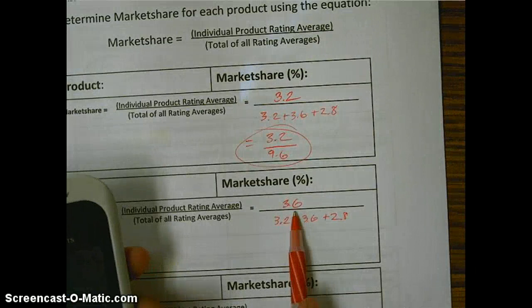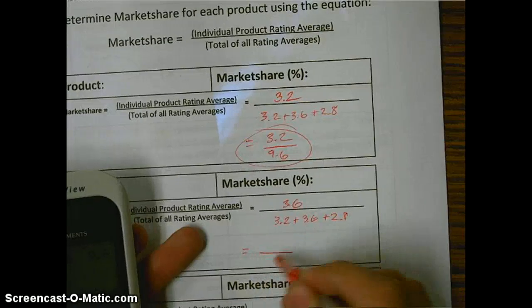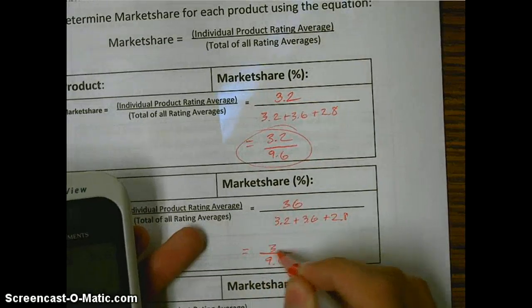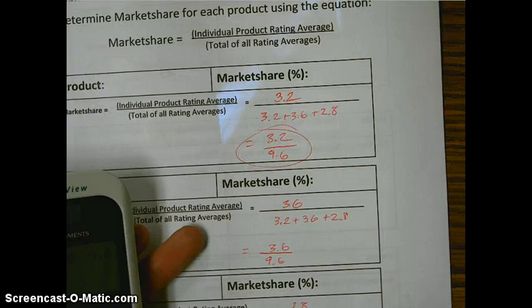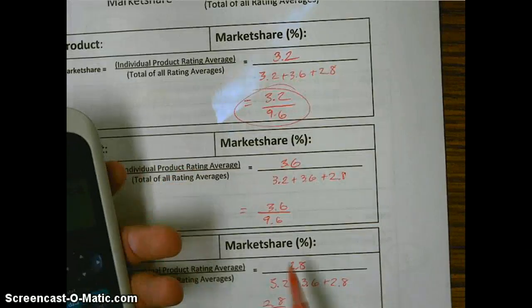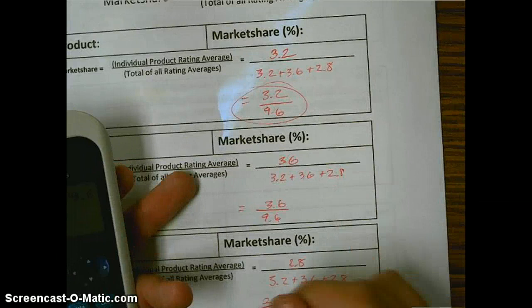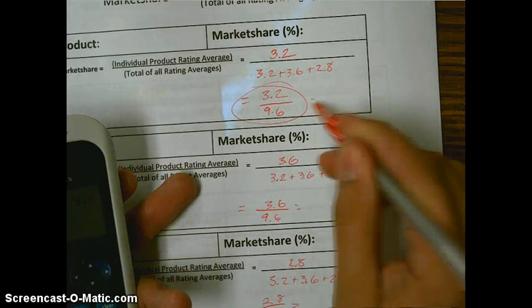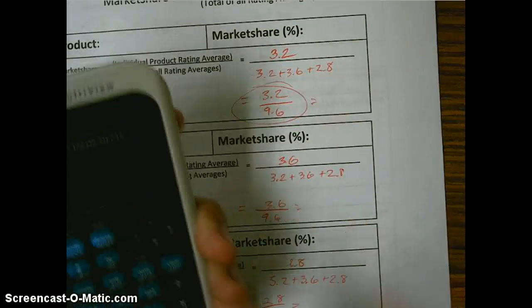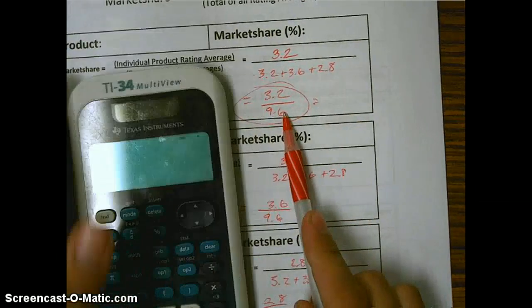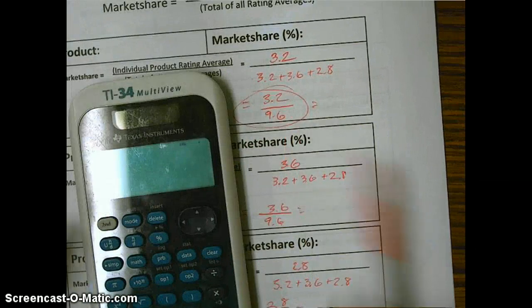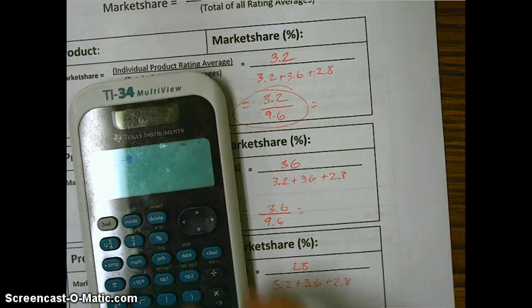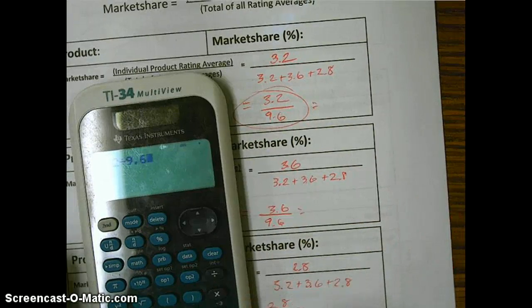Now, think about the next one. The bottom's the exact same, still 9.6. And the bottom one is the same too, still 9.6. Can't quite see that, can you? All of them have the same denominator, the same bottom. What's different is the tops. So it's going to change a little bit, okay? So I'm going to clear it out, and now here's what I want to do is 3.2 divided by 9.6. What this does is finds the market share.